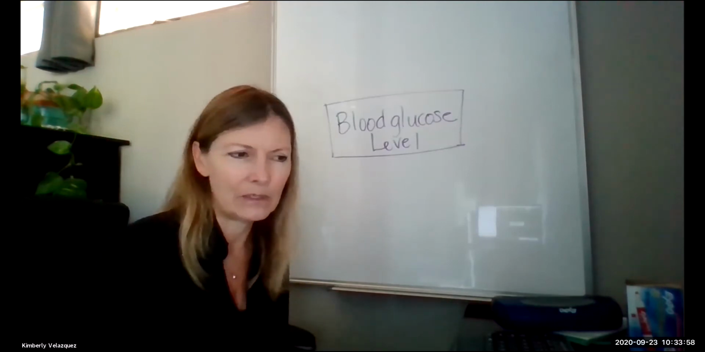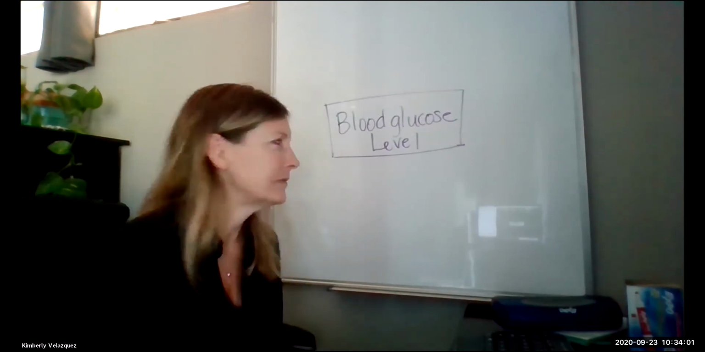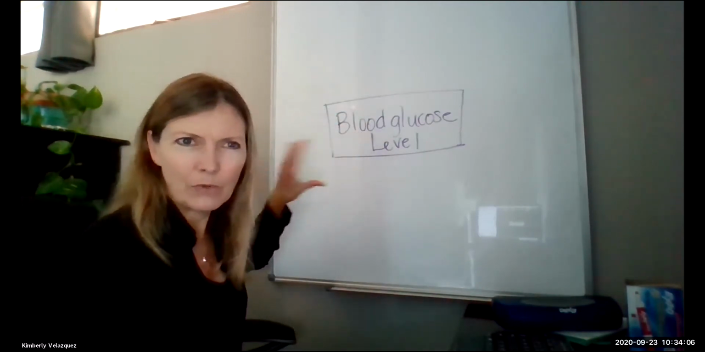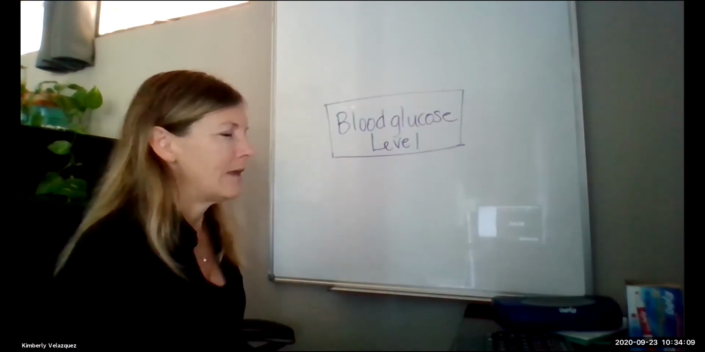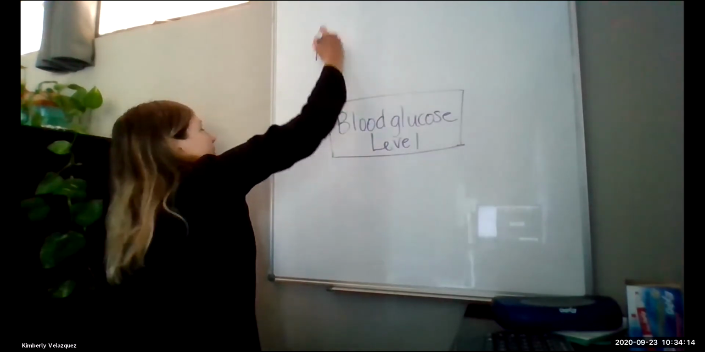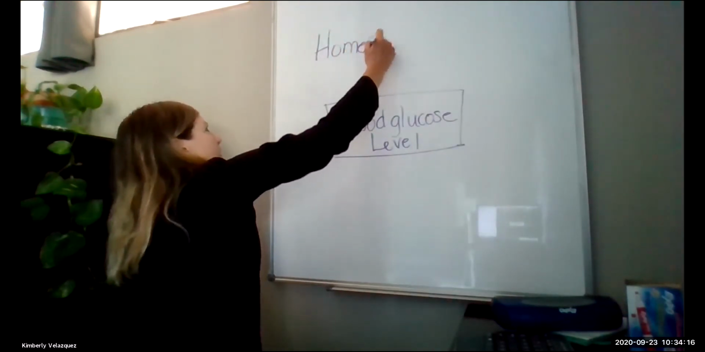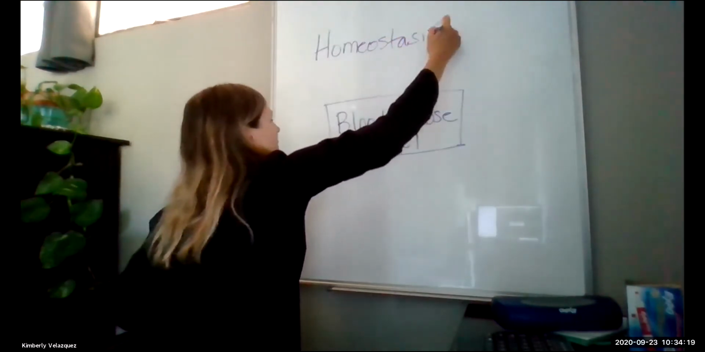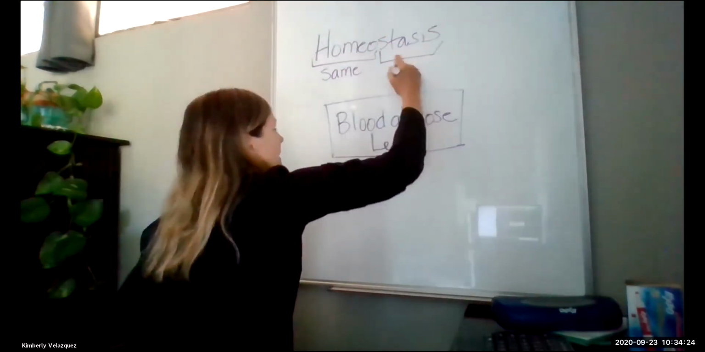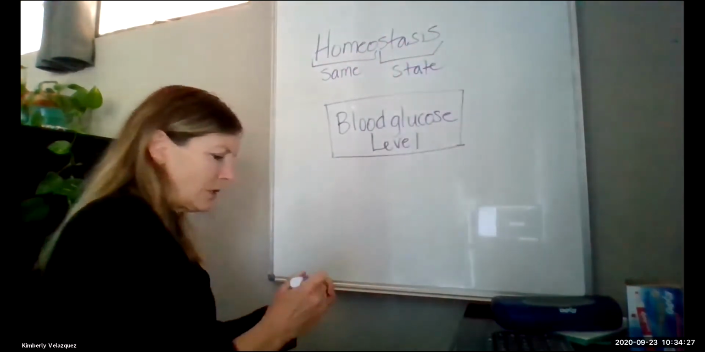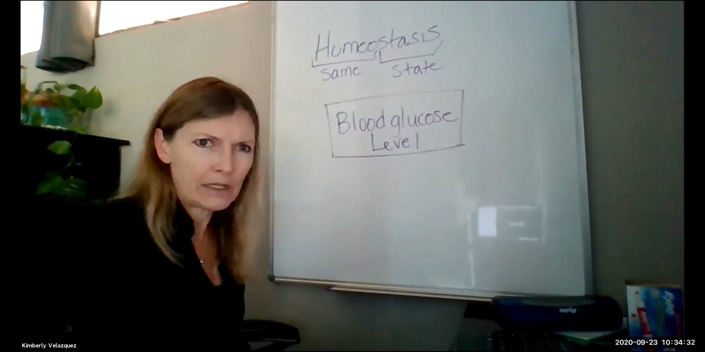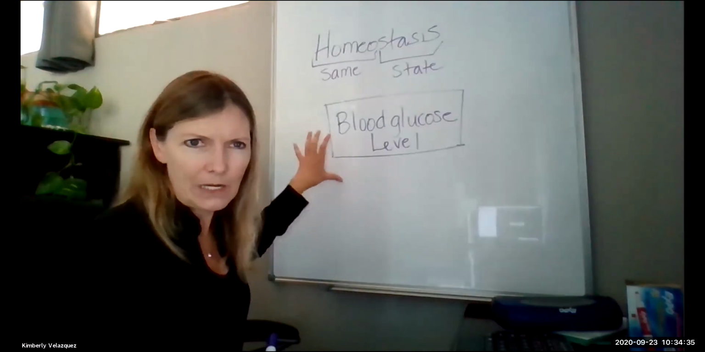Nothing in your cell can happen. So you immediately just die when cell respiration stops. So this is one of the many things in our body that it's important to keep at a constant level. And that process of keeping something at a constant level is called homeostasis. Homeo means same, and stasis means state. So keeping something at the same state. We have a whole homeostatic mechanism that keeps our blood glucose at the same state.